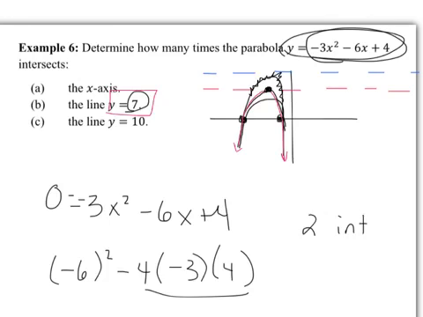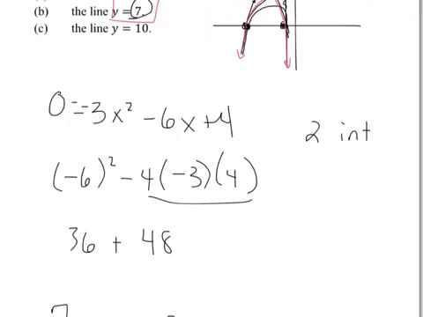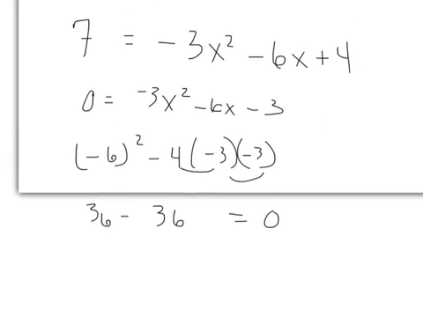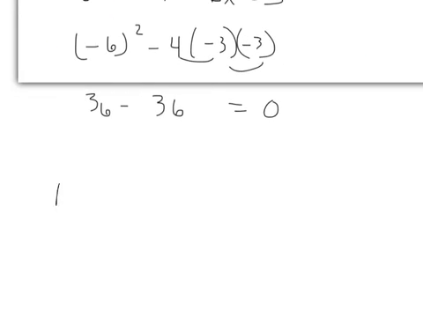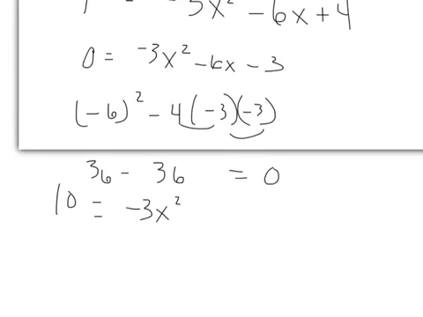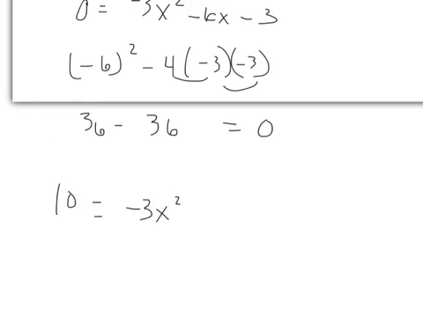So what's the answer for part C? The answer is going to be 0. It's never going to intersect the line y equals 10 because the line y equals 10 is above it. We could prove that mathematically by taking the same equation. Instead of setting equal to 7, set it equal to 10 and see what you get as a discriminant. Let's do that. We get 10 equals, and our equation was negative 3x squared minus 6x plus 4.